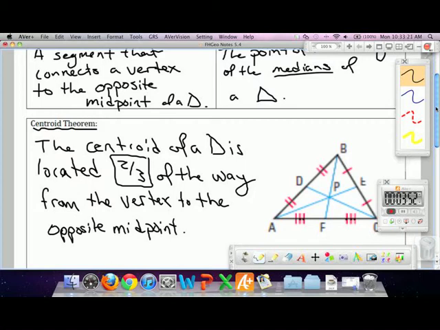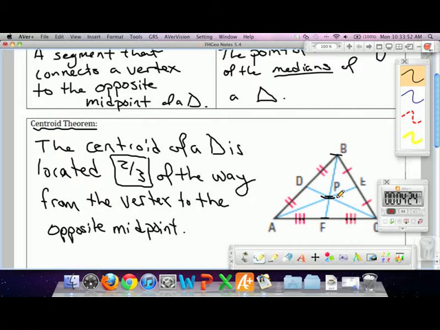So for example, since P is the centroid of this triangle, this segment PF is half as long as PB, or BP. Because this is two-thirds of the entire segment, this is therefore one-third of the entire segment. And if you compare two-thirds to one-third, this is twice as much as the one-third segment. And it does that with each of these.